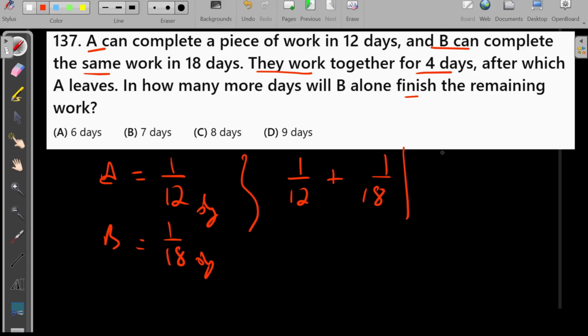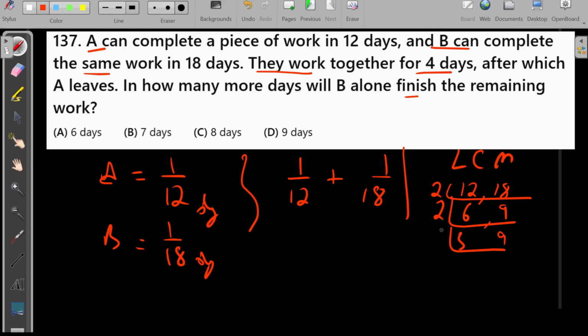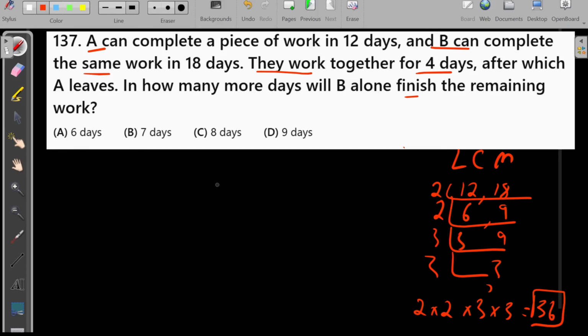Now the next step will be taking their least common multiple. Now if I do the LCM of 12 and 18, that would give me 6 twos are 12, 2 nines would be 18, 2 threes would be 6, 9, 3 threes would be 9, 3 ones would be 3. So the least common multiple is 2 times 2 times 3 times 3. Now this will give me 36. So the least common multiple here is 36.